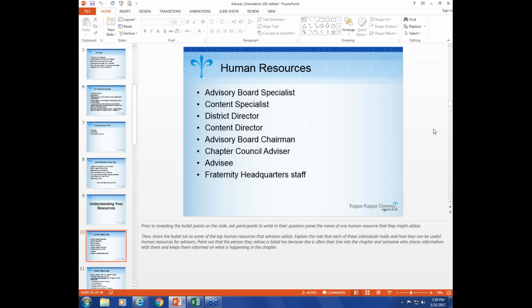And then, of course, the local people. So there's the advisory board chairman and the chapter council advisor. Sometimes those are the same person, depending on the chapter. And then, of course, the chapter officer. And there's a lot of people at fraternity headquarters that can help you out with all kinds of stuff. So knowing who to go to at headquarters is a really big help for you. Questions about that?